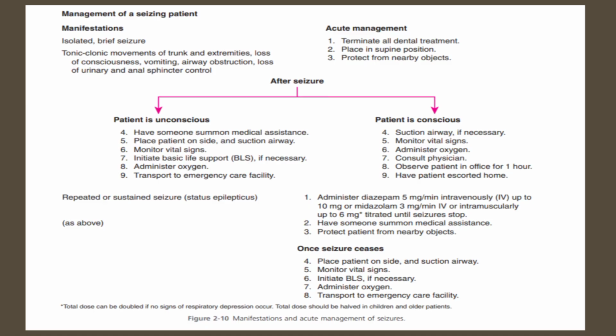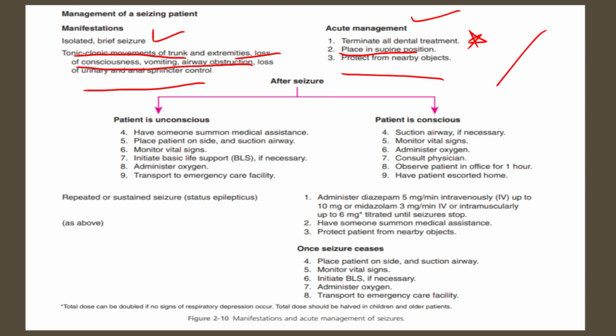Now very important, with what signs will the patient come? The patient has a brief, isolated seizure with tonic-clonic movements of the extremities and trunk, loss of consciousness, vomiting and airway obstruction, and loss of urinary and bowel control. In acute management, you will stop all the treatment, place the patient in a supine position, and protect from nearby projects.